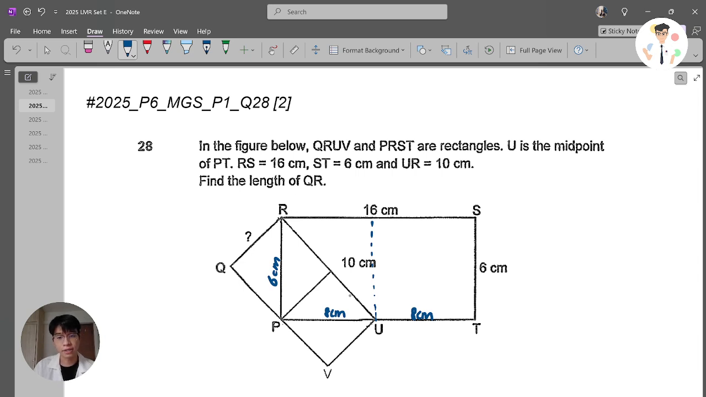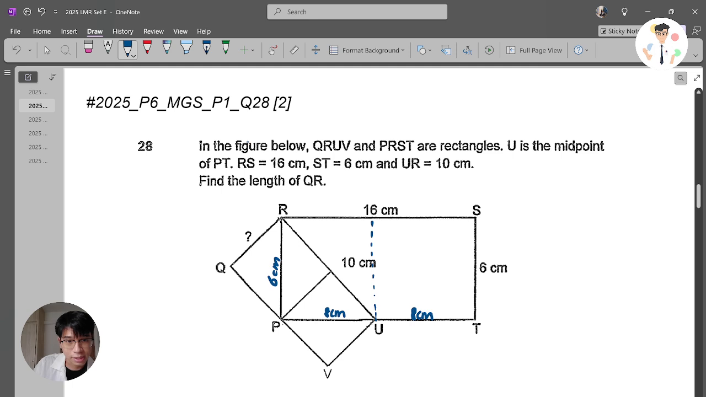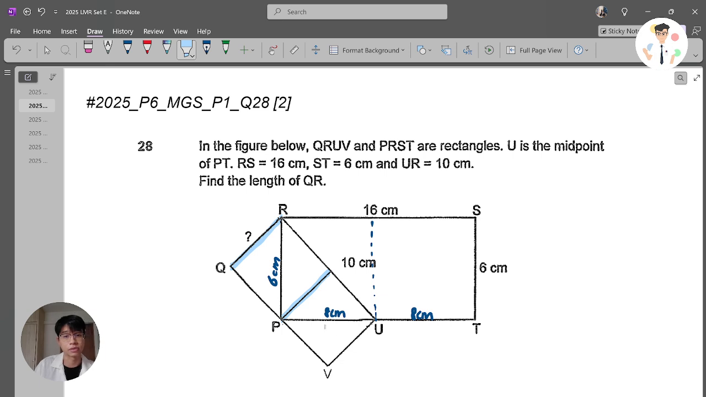And UR here is 10 cm. Okay? Find the length of QR. QR means here. Okay? Now, if you look carefully, QR means this part. Let me just highlight this part. This part. Okay? And this part actually is the same thing as this part, right? Because it's a rectangle.